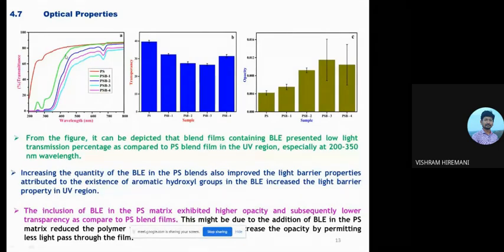In comparison to the control blend, the BLE doped blend films showed good UV barrier property, generally in the region of 200 to 400 nanometer. And the transparency decreases, whereas the opacity of the film increases. This might be due to the addition of BLE in the PS matrix, which reduces the polymer interchain spacing and increases the opacity by permitting less light to pass through the film.